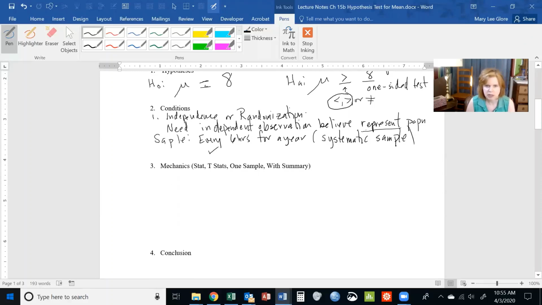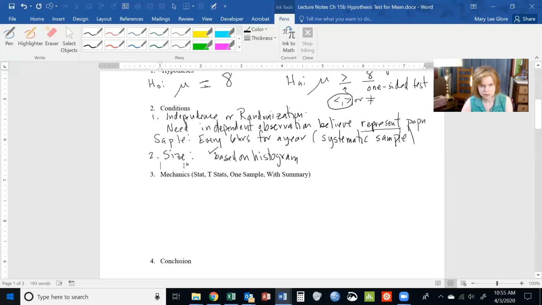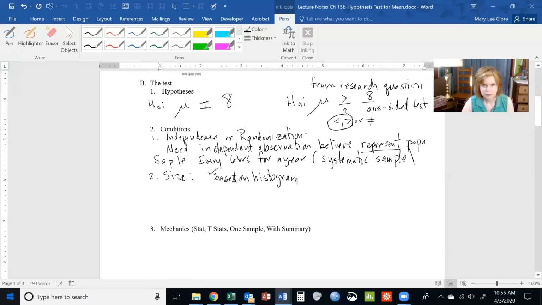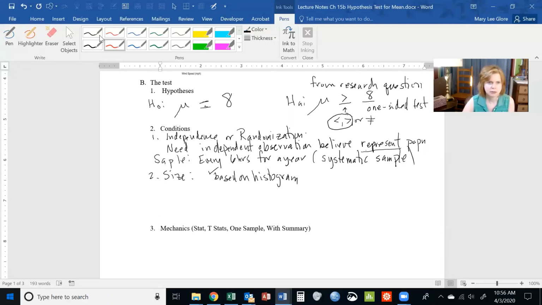All right, so let's look at the mechanics. So basically, when we meet our conditions, oh, I forgot the size. So my size condition is based on the histogram. Let me get myself some more room here. All right. So it's based on the histogram.